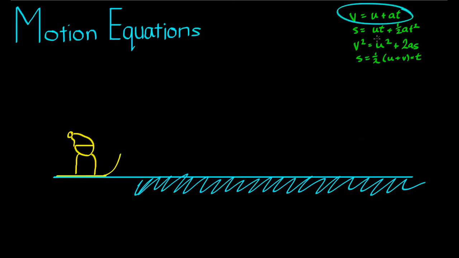The first one connects V, U, A and T, the second one S, U, T and A, the third one V, U, A and S, and the fourth one S, U, V and T. Depending on which variables you're given in the question, you will use a different one of these motion formulae.